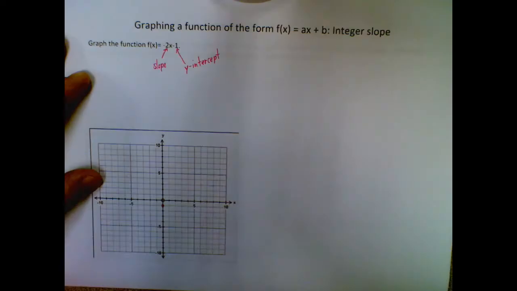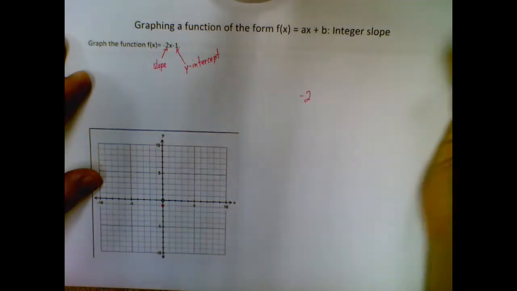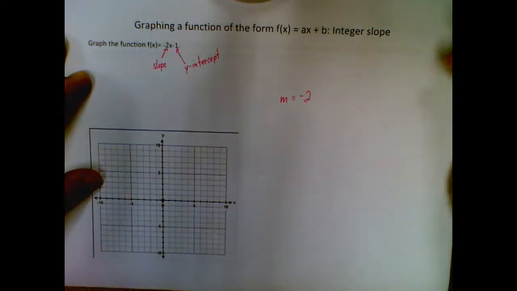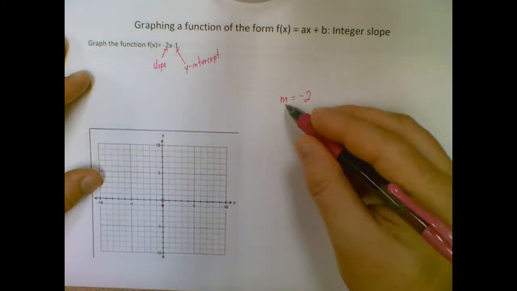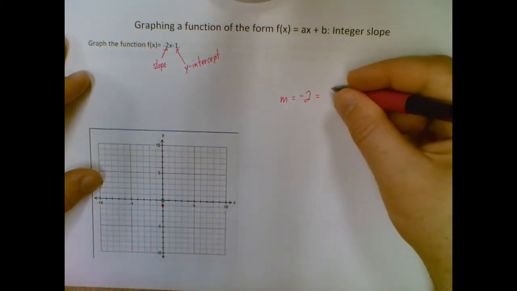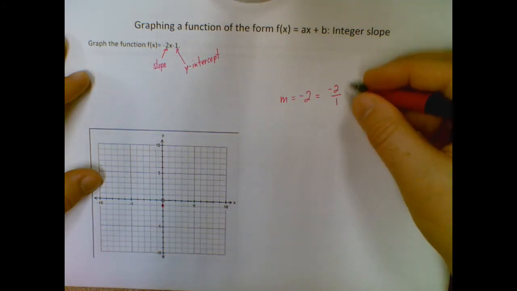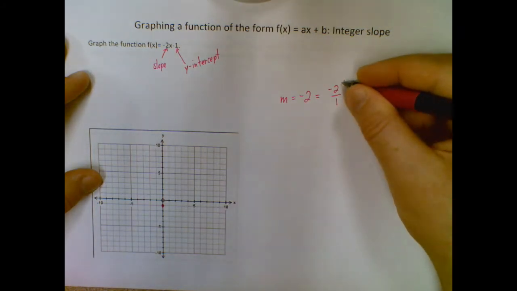Then my slope here tells me how to find the rest of it. If you have an integer slope, which in this case is negative 2, and we do abbreviate slope a lot of times as m, so I'll put that on there, it's easiest to do if it's a fraction. So anytime you have an integer, whether it's positive or negative, you can put it over 1, and then you can figure out your rise and your run from there.